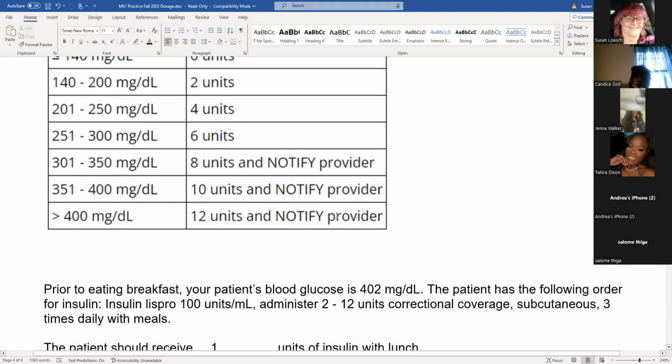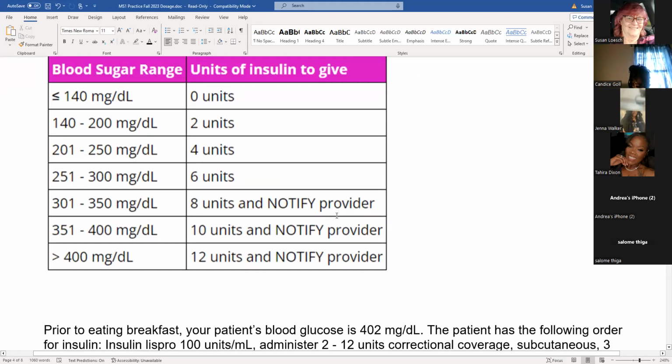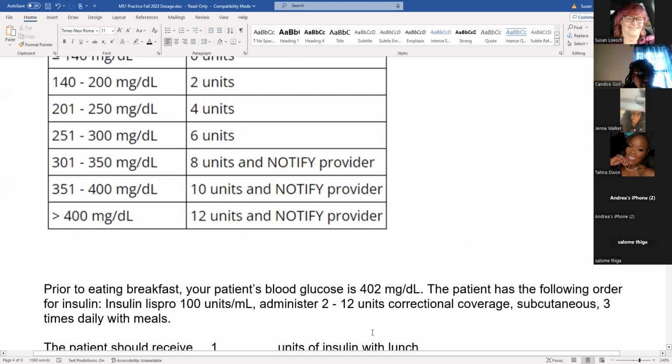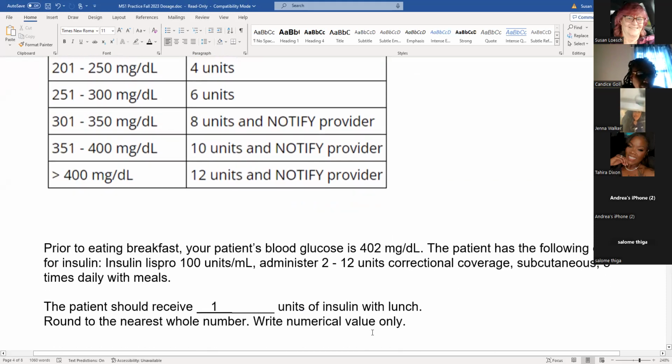All right, so this one's basically the same way. Your blood sugar is 402 here. So how many units are you going to get? 12. Right. And you would just look in here to see, is there any other insulin ordered? But there's not. It's just this sliding scale.